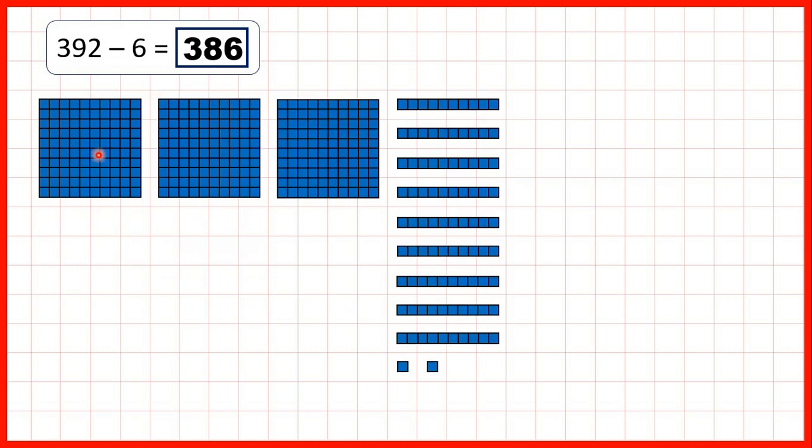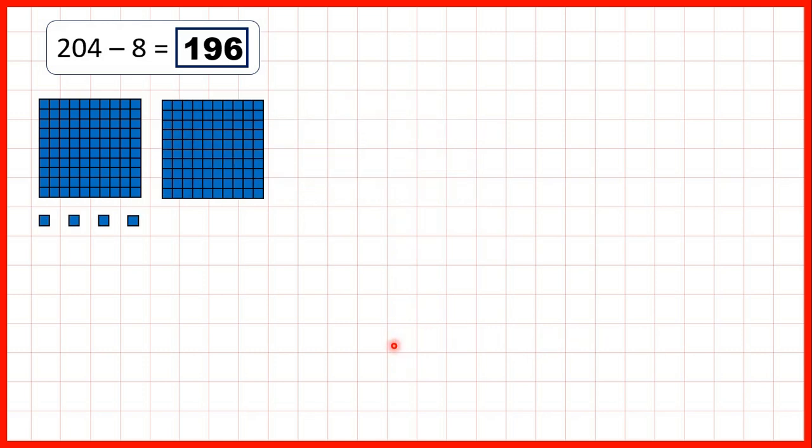Then we start with 392 and need to subtract 6. We can subtract 2, then exchange our 10 for 10 ones and subtract 4 more, so that we've subtracted 6 altogether. So that means we have 1 less 10 and we have 6 as our ones digit, because we've got 6 ones left in blue.